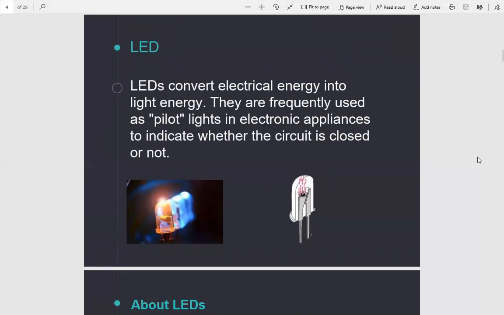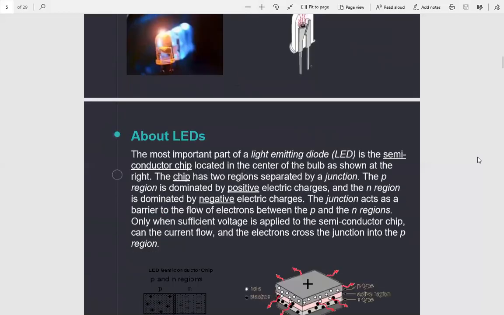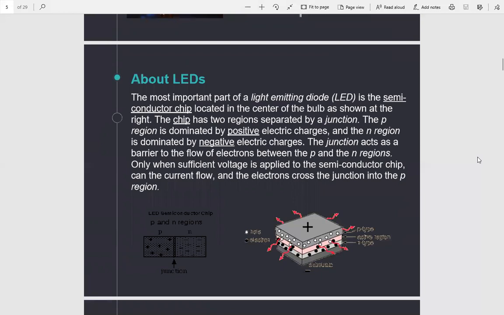LEDs convert electrical energy into light energy. They are frequently used as pilot lights in electronic appliances to indicate whether the circuit is closed or not. The most important part of a light-emitting diode is the semiconductor chip located in the center of the bulb, as shown at the right in this figure.